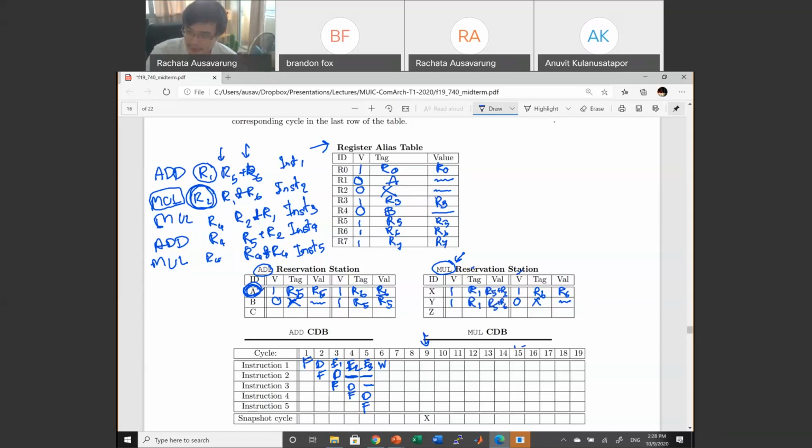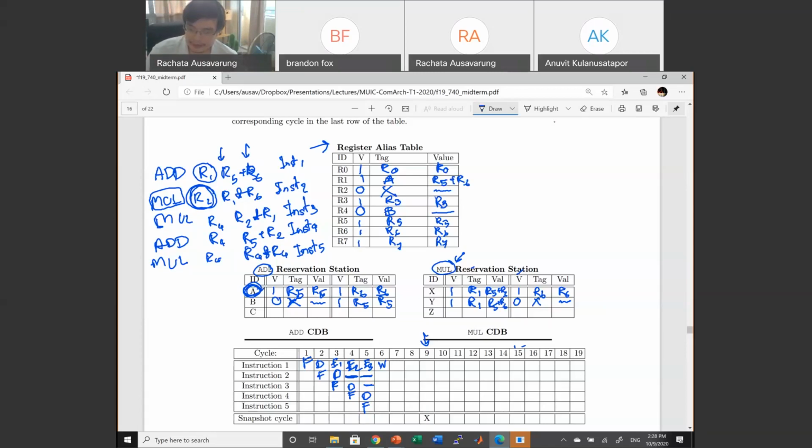Same thing goes with R1 right here, right? Because you now have the value. You replace A with R1 again. But the tag here, you can keep it at A, it's fine. And then this is R5 plus R6. Basically, you just update the value and update the valid bit.